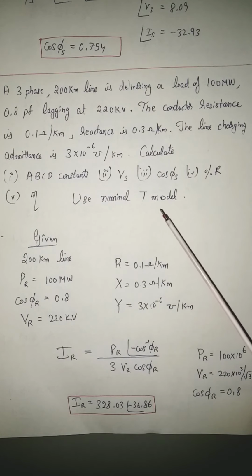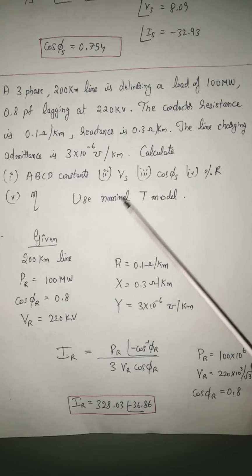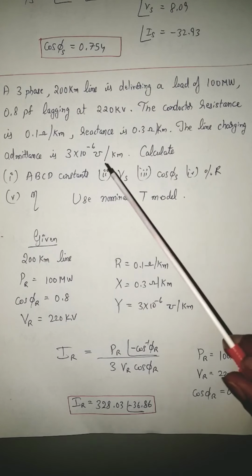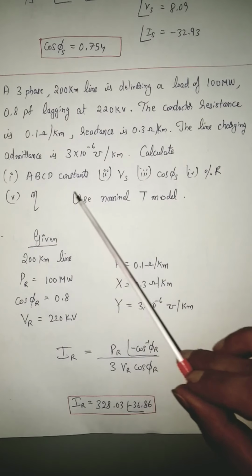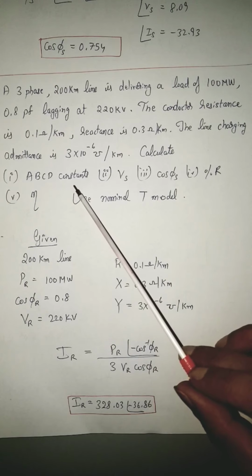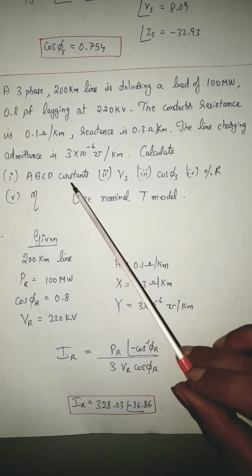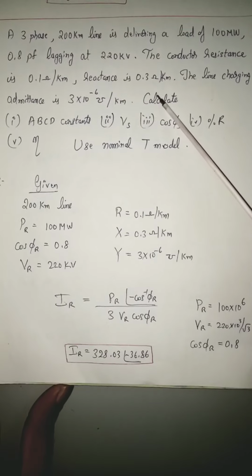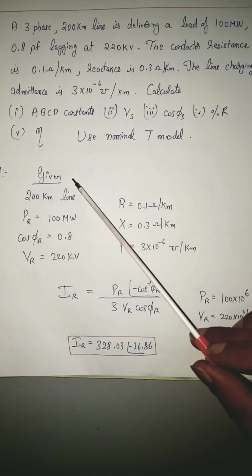So using nominal T model, you are supposed to calculate all these parameters. This problem is quite a different one because here he's also asking you to calculate ABCD constants. So the approach will change. Once you know ABCD, it becomes very simple. So let us see how it goes. So first we write the given data.